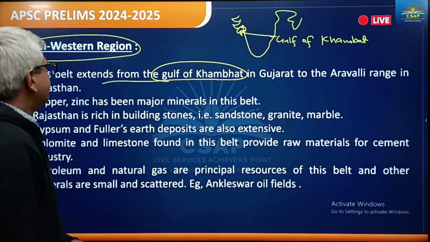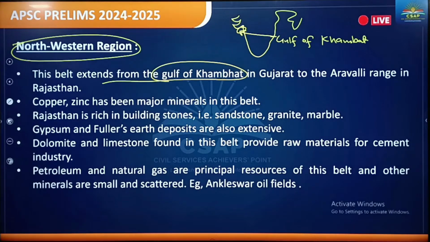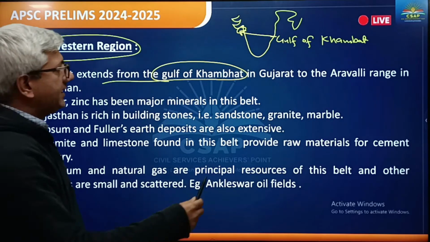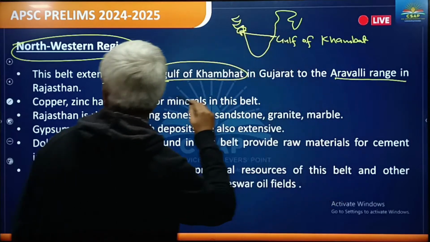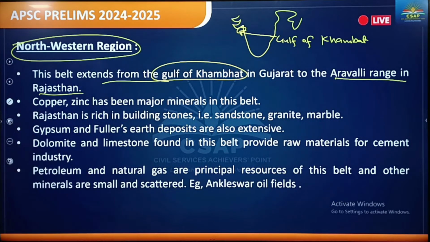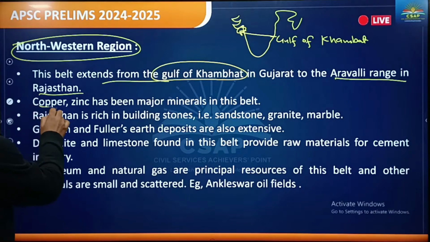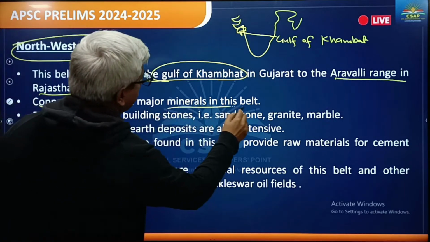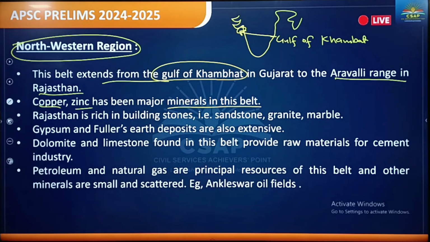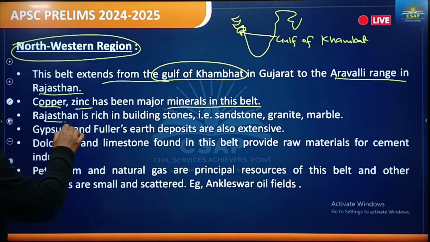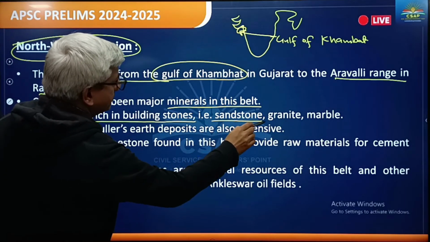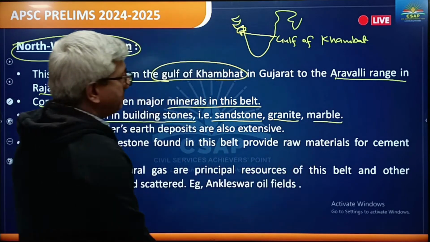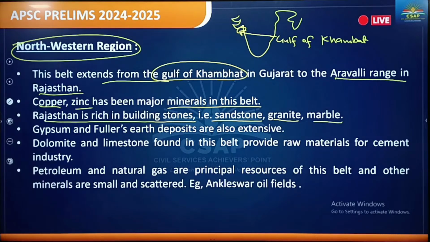So this belt extends from the Gulf of Khambhat in Gujarat to the Aravalli range in Rajasthan. Copper and zinc are the major minerals in this belt. Rajasthan is rich in building stones, that is sandstone, granite, marble, gypsum, and fuller's earth deposits are also extensive.